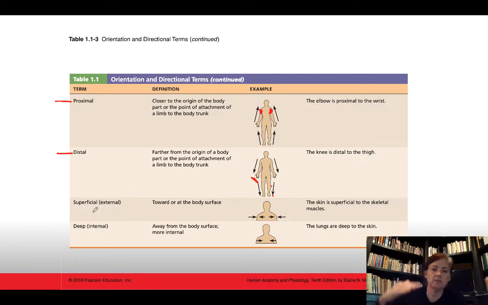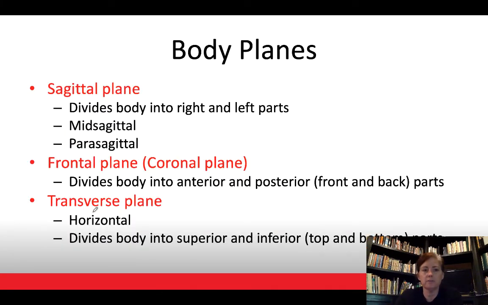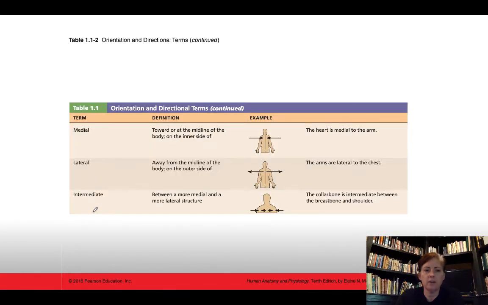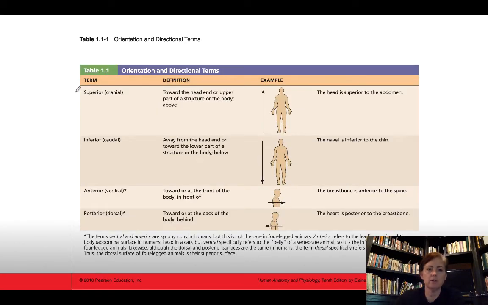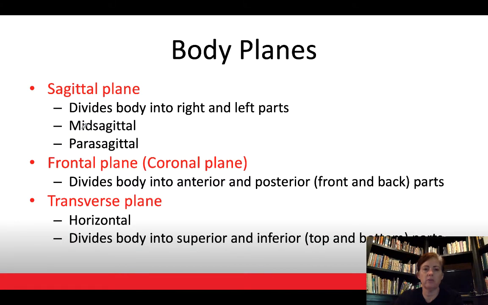Superficial and deep is basically related to depth. Superficial would be more towards the surface or the outside of the body. Deep would be deeper structures. And I do want to point out, superior and inferior are directional terms that are related more to the axial skeleton. For example, the head is superior to the trunk, which would be the main part of your body. So superior and inferior are used for axial, proximal and distal used for the appendicular skeleton. So make sure you go through those.